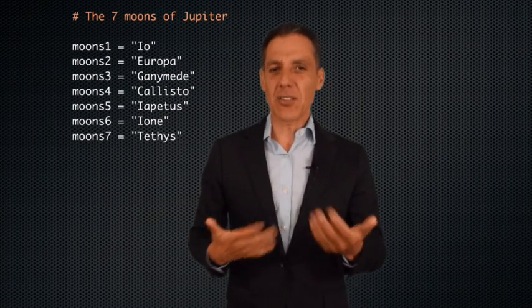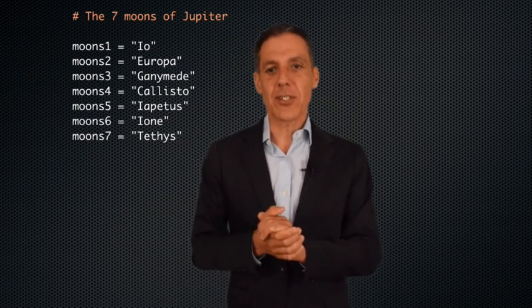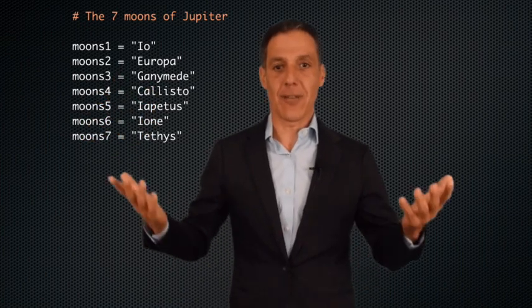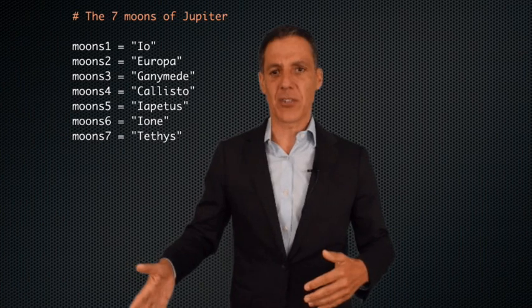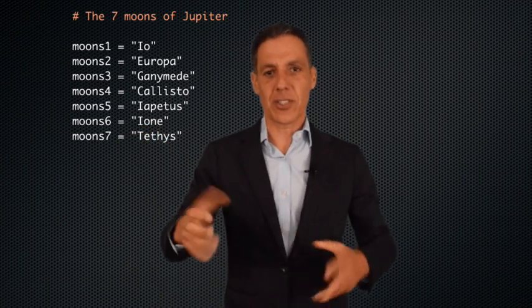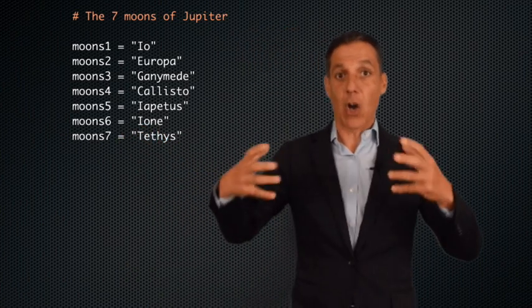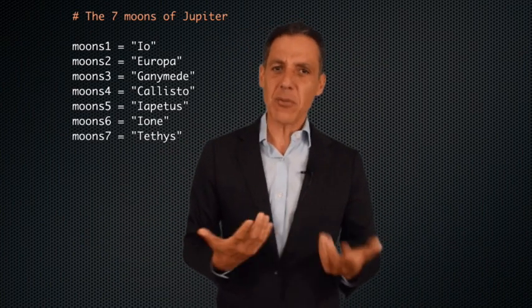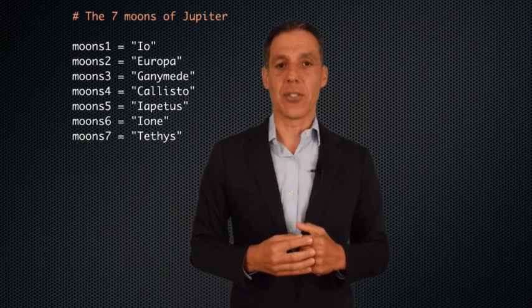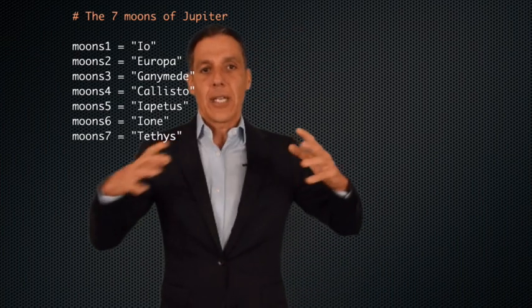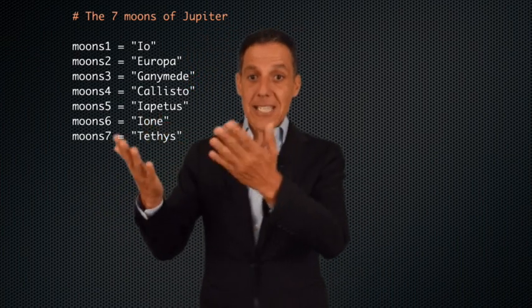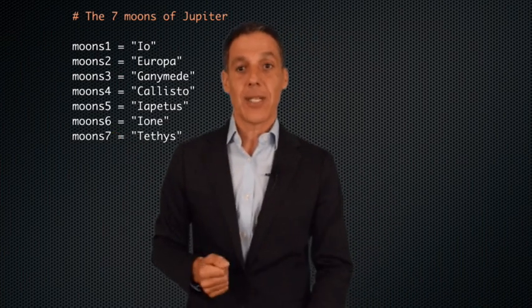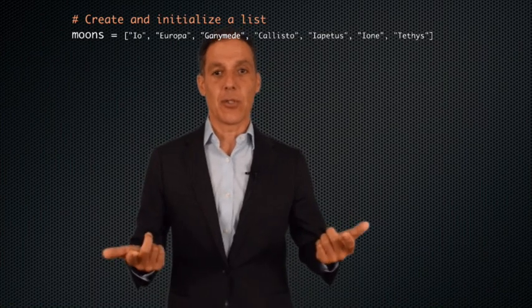But there's something a little clumsy, if you will, about this, which is I need these 7 different variables, and what if Jupiter had like 27 moons and I'd have 27 variables? And these are clearly related to each other. These are clearly one thing, which are all of the names of Jupiter's moons. And what lists allow us to do, and generally speaking what data structures allow us to do, is to combine lots of related information into one structure, a data structure. And that's exactly what lists allow us to do.